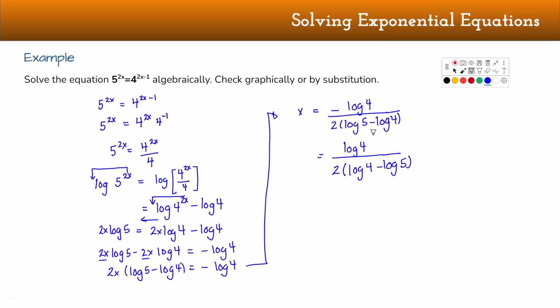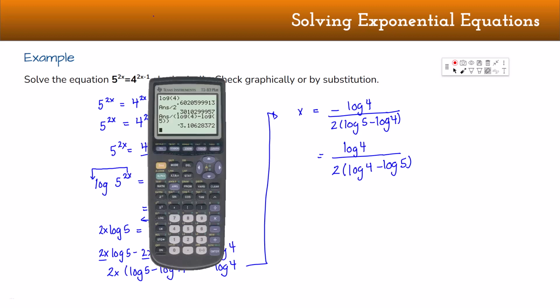And it says check graphically or by substitution. Well, let's see what we got here. So the first thing I'm going to do, I'm just going to put this into my calculator. So I said log 4, enter, divide by 2, enter, divide by log 4, make sure that 4 is in brackets, minus log 5, and I get negative 3.10628.